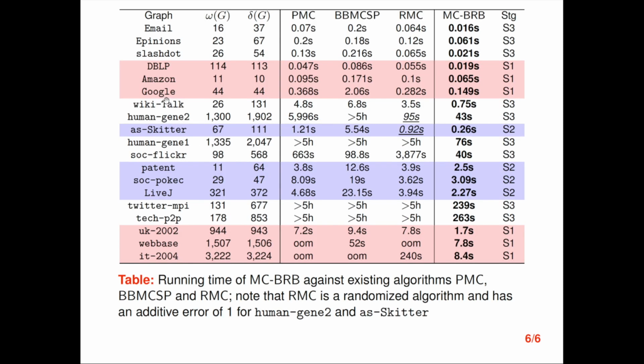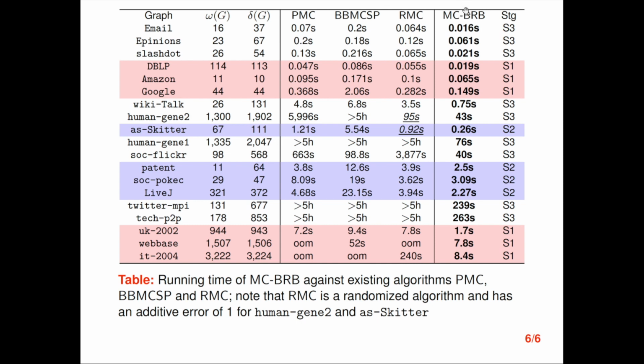We have tested our algorithm MCBRB against the existing algorithms PMC, BBMCSP, and RMC over 19 real-world graphs. The second column of this table shows the maximum clique size of the graph. Across all the graphs, our algorithm consistently outperforms the existing algorithms.